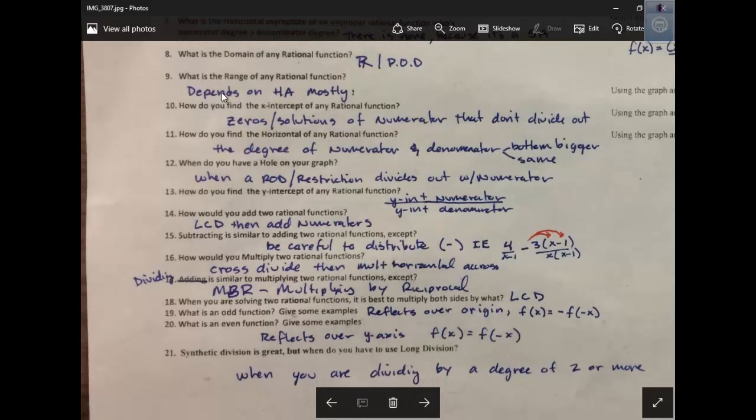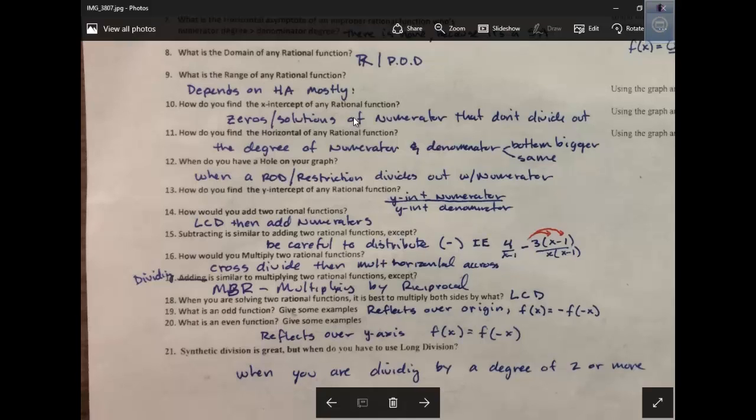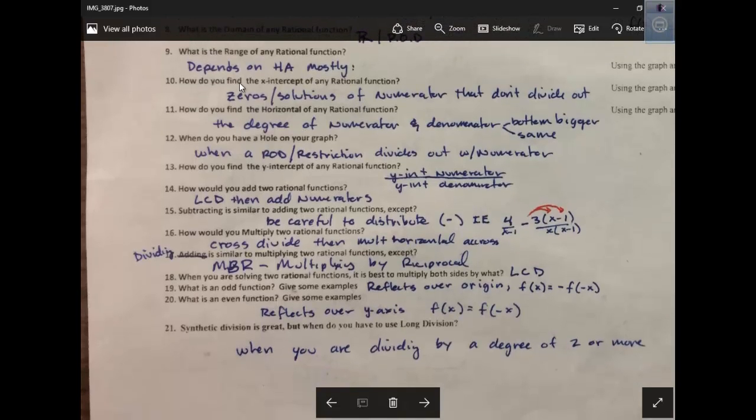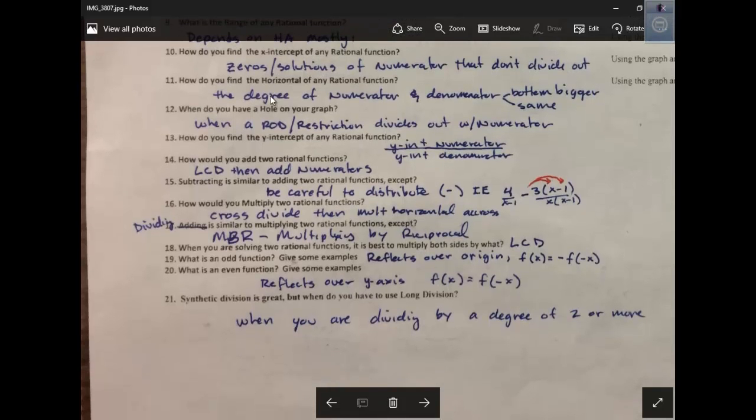So what is the range? Well, it depends on the horizontal asymptote mostly, and if we have parabolas, don't worry about this so much, at least with our test. How do you find the x-intercepts? It's the zeros or the solutions of the numerator that don't divide out. Refer to the backside of your stamp sheet for that.